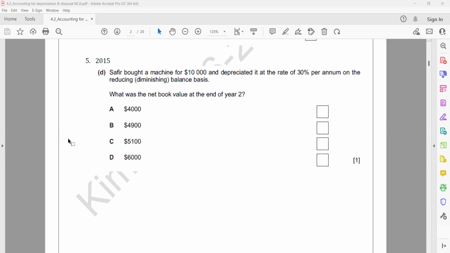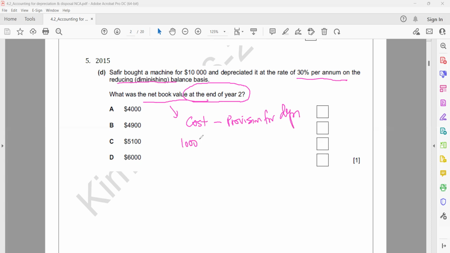Number 5. Shafiq bought a machine for 10,000, depreciated at the rate of 30% per annum, reducing balance method. What is the value after the 2 years? Net book value. Net book value means you take the cost minus provision for depreciation. So you have to get this correct, then only you can get the answer. Minus how much do you get? This is the second year.